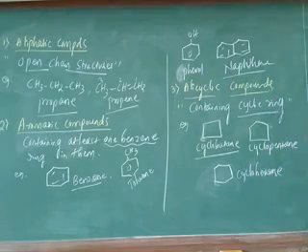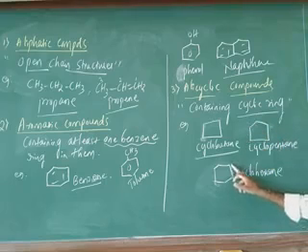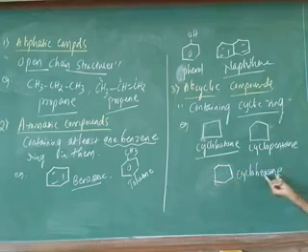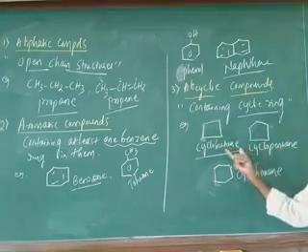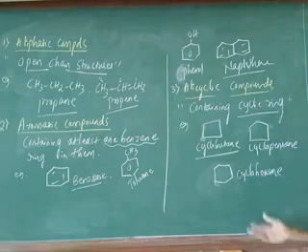Hex means what? 6. Pent means what? 5. Start from here 1, 2, 3, 4, 5. In this case, start from here 1, 2, 3, 4, 5, 6. 6 means hexane. 5 means pentane. 4 means butane. If 3 is there, that is called propane. All are examples of what?